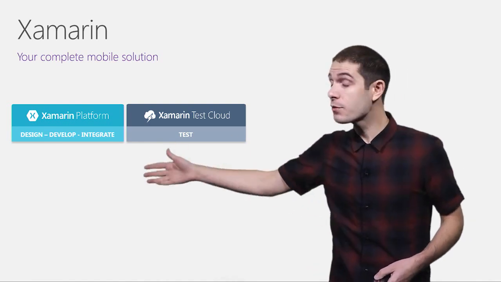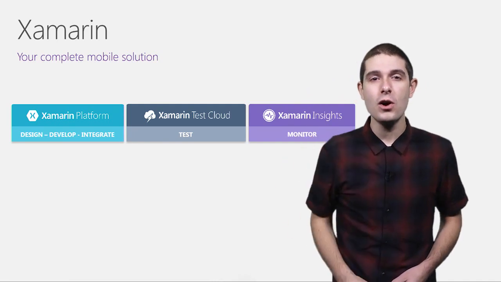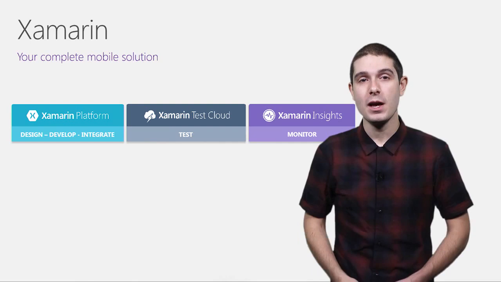But of course, what happens after you ship your application to the store? Xamarin Insights, with just a single line of code, gives you managed and native crash reports in any of your iOS, Android, or Windows applications.